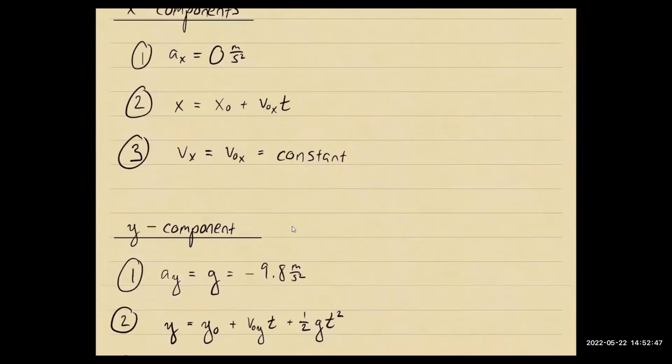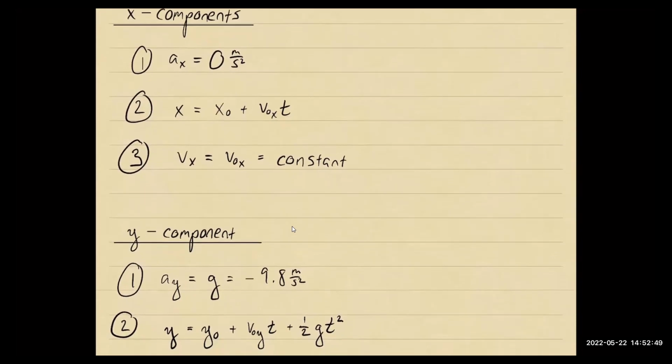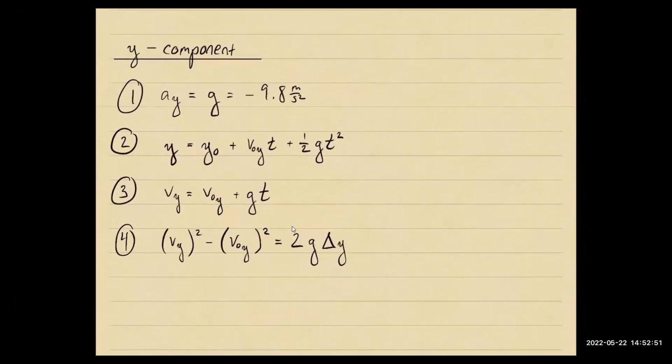Right. So these 3 equations for our x components and these 4 equations for our y components make up everything we need to know about projectile motion. So let's look at a problem to help us understand these equations and how to use them going forward.